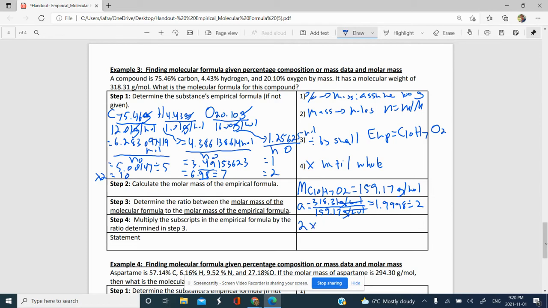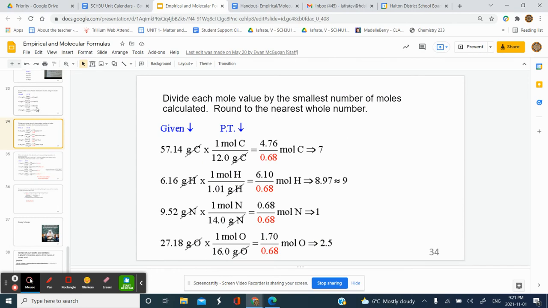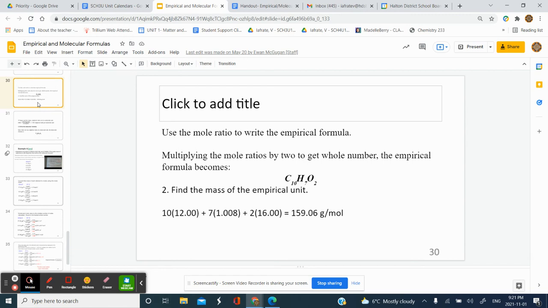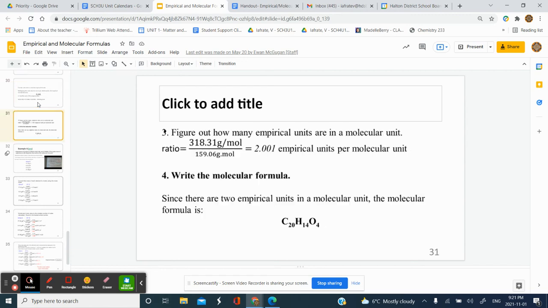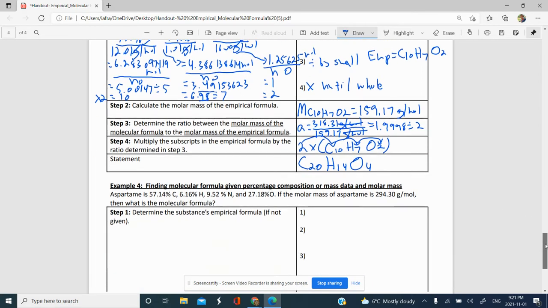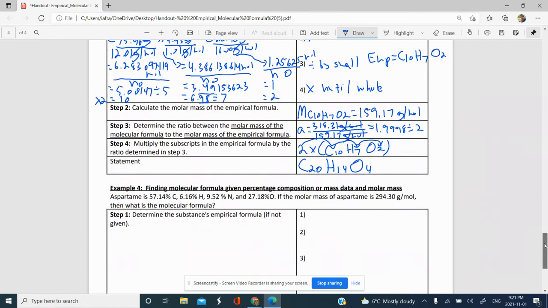So now I can multiply the empirical formula from above, the C10H7O2 by 2. Everything gets multiplied by 2 there. And so we get C20H14O4. And that is our molecular formula. We can go double check our answers in the slide deck over here. So C10H7O2 and C20H14O4. I believe that's what we got. C20H14O4. Exactly.